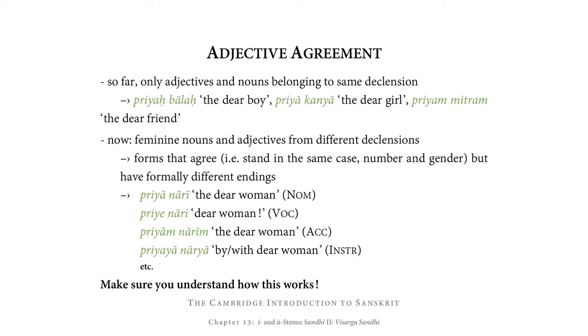So, for example, if I want to say the dear woman, then I have my form nārī, which is feminine, a long I stem, and I combine that with the nominative singular feminine of priya, which is priyā. Priya does not become an I stem when it's combined with a feminine noun. No, the feminine forms of priya are long A stems. And so I have priyā nārī. In the vocative, I have priye nāri. Accusative, priyām nārīm. In the instrumental, priyayā nāryā, and so on. This is something that we're going to see quite a bit from now on, that forms that grammatically agree do not have formally identical endings, so this is an important principle to understand.